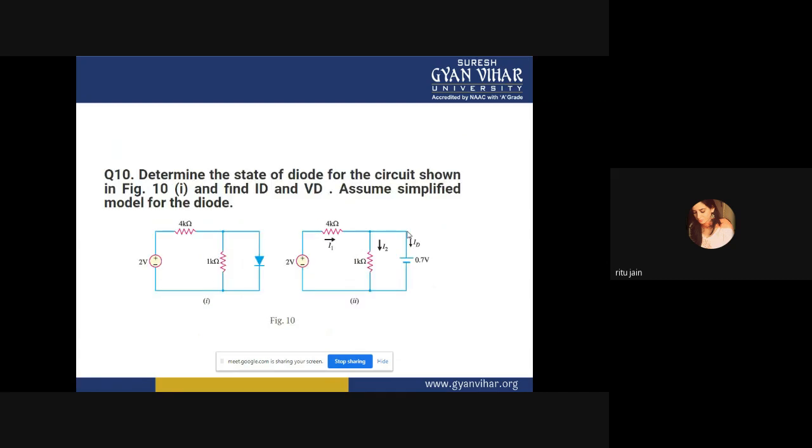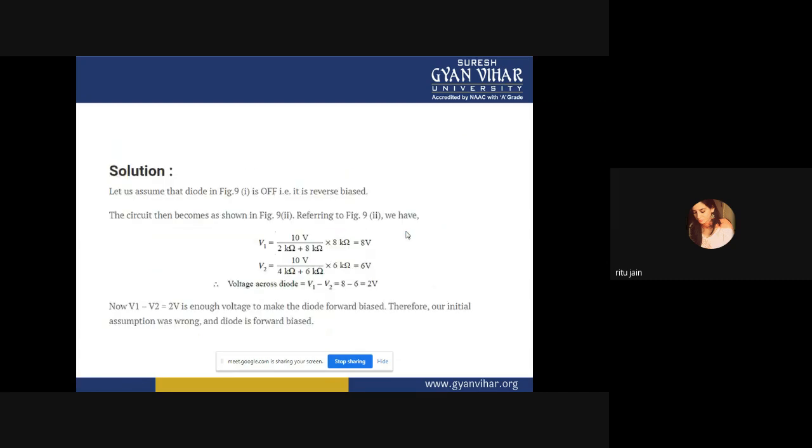So you will get 10 upon 4 kilo ohm plus 6 kilo ohm, into 6 kilo ohm. If you calculate, 10 into 6 is equal to 60, divided by 10, which is equal to 6 volt. So the voltage across the diode is V1 minus V2, which is 8 minus 6, equal to 2 volt.